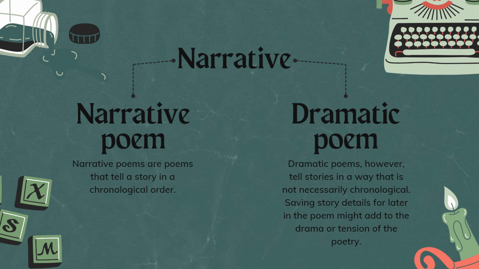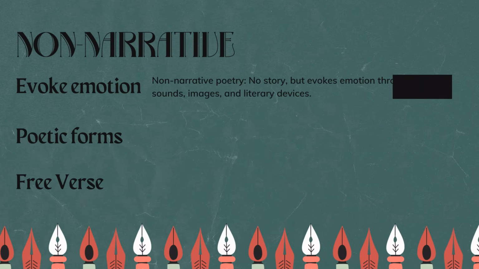Dramatic poems, however, tell stories in a way that is not necessarily chronological. Saving story details for later in the poem might add to the drama or tension of the poetry. Non-narrative poetry does not tell a story. Instead, it is intended to evoke an emotional response from the reader. The poet uses words, sounds, images, and other literary devices to communicate this response.